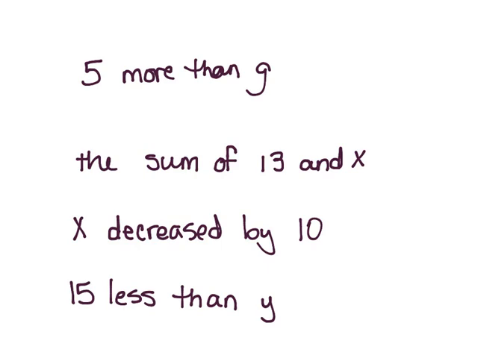Okay, the first one says 5 more than g. So I noticed that more than, it's that than, it's a turnaround word. So we're going to turn it around, and it says more. So I want more, so I'm going to add. But since it's a turnaround, I'm not going to do 5 plus g. I'm going to do g plus 5. The next one says the sum of 13 and x. Sum means what? Add. Now there's no turnaround word, so we're just going to do 13 plus x.